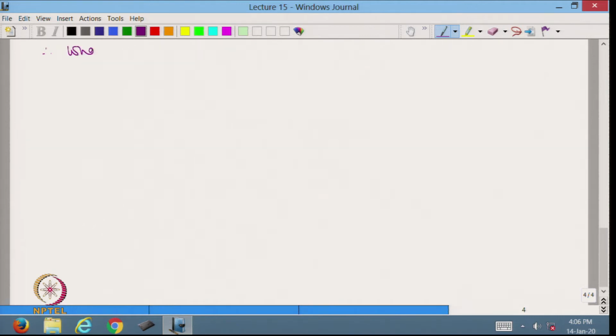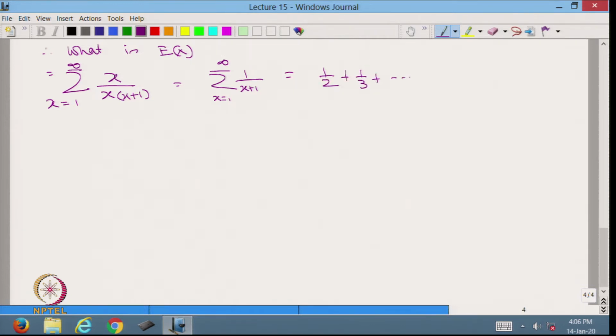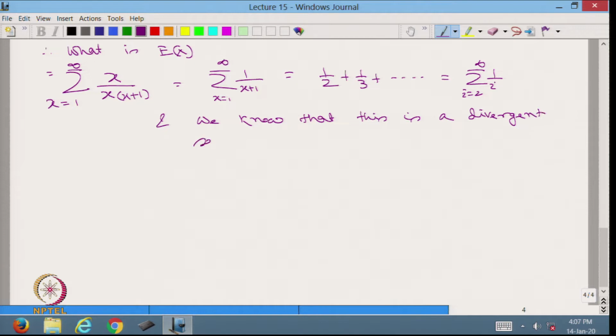Therefore, what is the expected value of x? This is equal to sigma x upon x into x plus 1, x is equal to 1 to infinity, is equal to sigma 1 upon x plus 1, x is equal to 1 to infinity, is equal to half plus 1/3 up to infinity, is equal to sigma 1 over i, i is equal to 2 to infinity, and we know that this is a divergent series. Hence, its first moment does not exist.